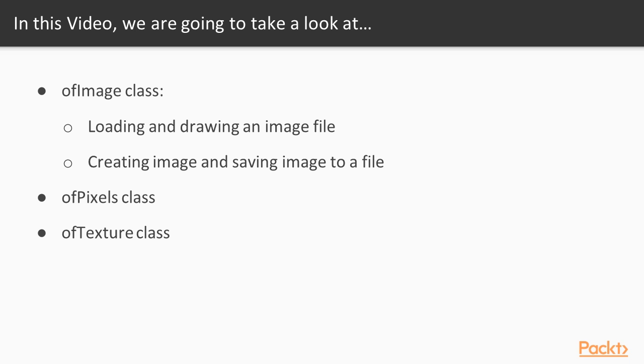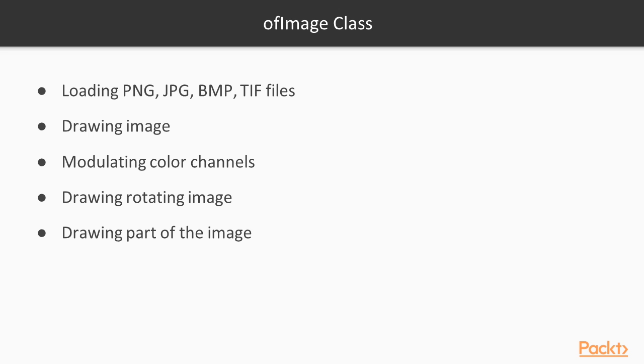Now we move on to the first video of this section that deals with raster images. In this video, we're going to take a look at loading, drawing, creating, and saving images using ofImage class. We'll also consider using special classes for representing images, like ofPixels and ofTexture. The basic method for dealing with images in openFrameworks is using objects in ofImage class. First, we'll consider its capabilities for loading and drawing image files.